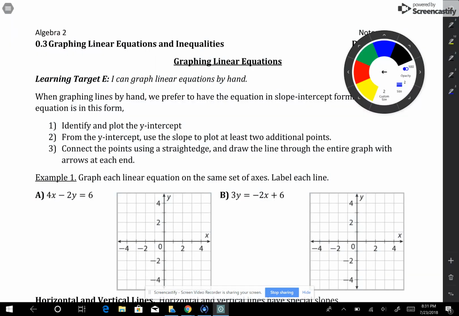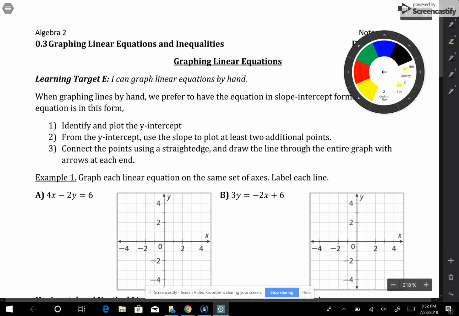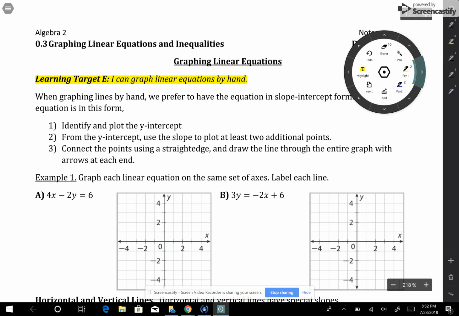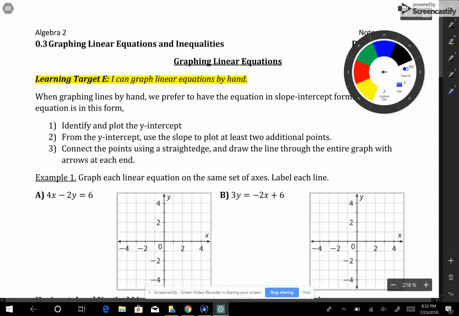Hey guys, welcome to section 0.3 where we're going to be graphing linear equations and inequalities. I'm going to split this lesson into two videos. This is the first of the two, and we're just starting with graphing linear equations by hand, which is your first learning target, as you can see right at the top of the page. I can graph linear equations by hand. Okay, let us get started.